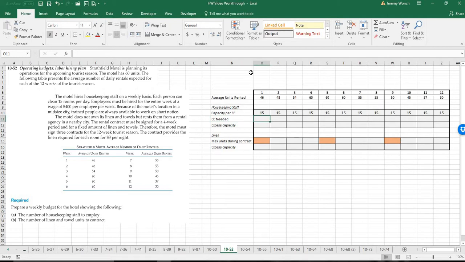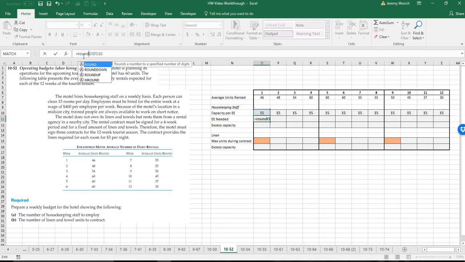Okay, so now we need to figure out how many employees are needed. If we take the average numbers of units rented and divide that by the employee capacity, we'll get how many employees are needed. And now we're talking about employees here, so we can't hire 3.0667 employees. We can hire 3, and we can hire 4. If we hire 3, that means we're not going to quite meet our needs. So we just have to round this up.